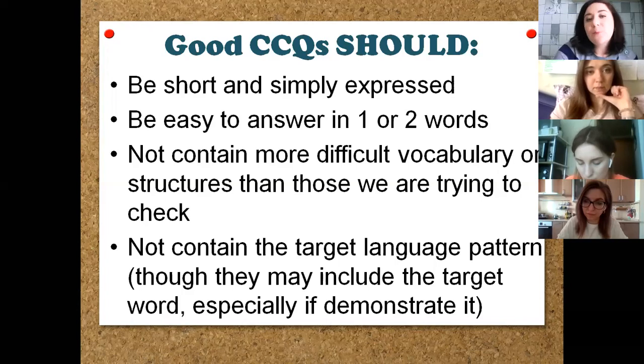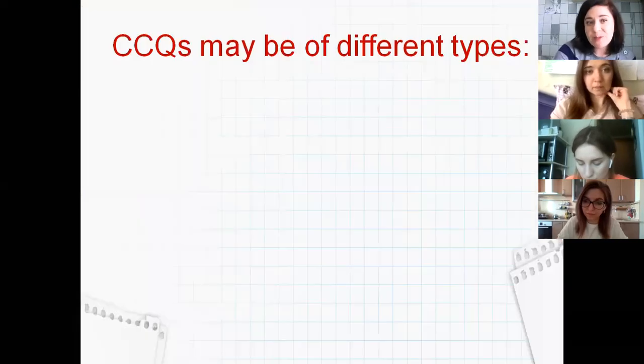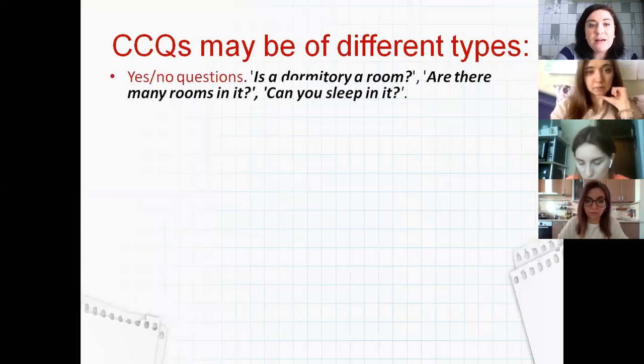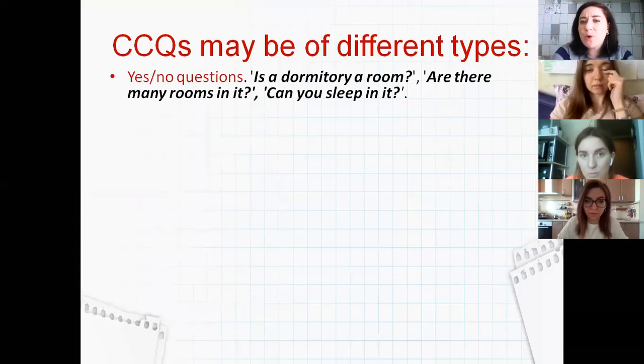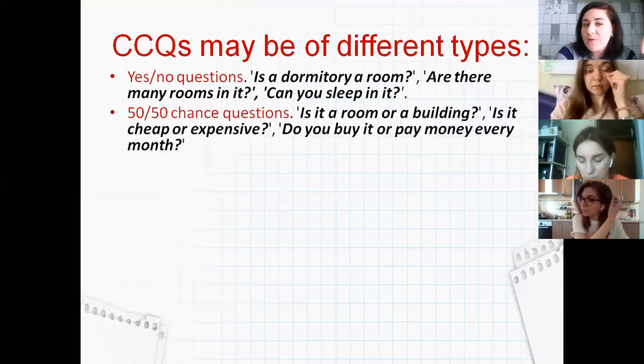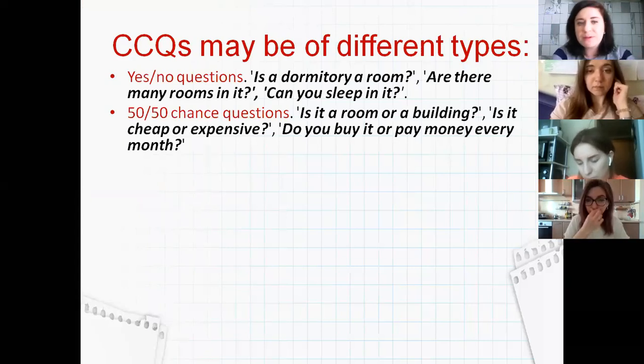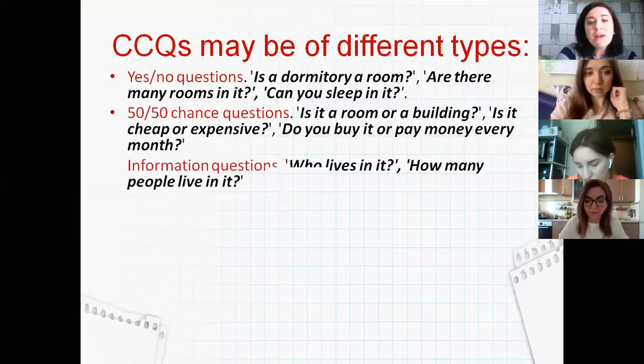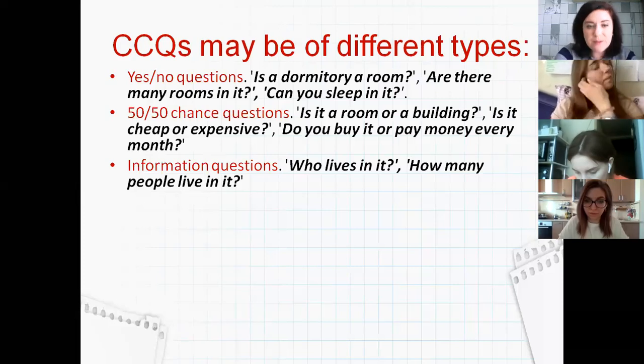And what about the structure of CCQs? They can be, of course, of different types. It can be yes/no questions. So here I have examples about one word, about dormitory. Yes/no question or 50-50 chance questions. Is it a room or a building? Is it cheap or expensive? It can be information questions. Who lives in it or how many people live in it?